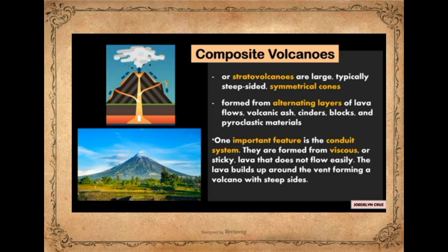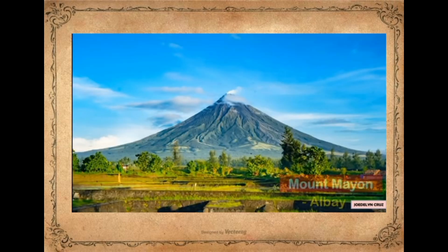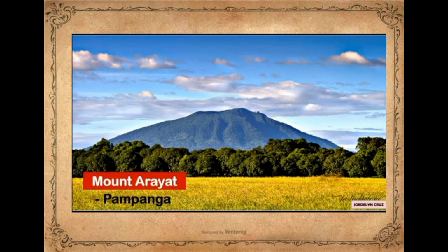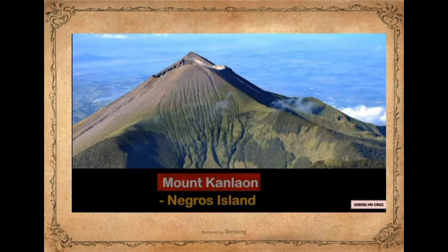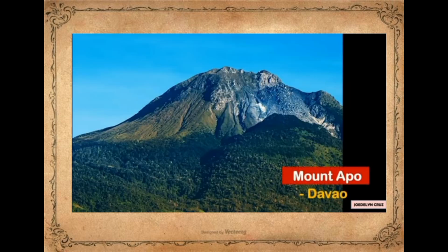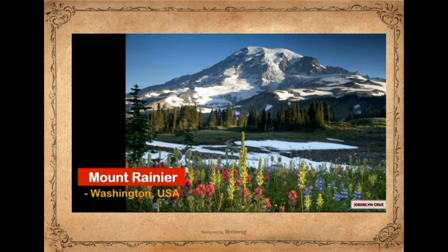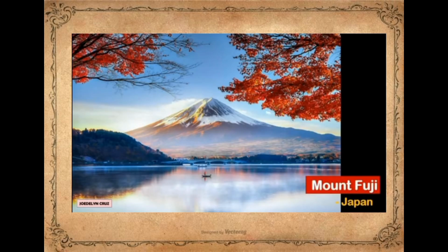Some famous composite volcanoes in the Philippines are Mount Mayon in Albay, Mount Arayat in Pampanga, Mount Kanlaon in Negros Island, and Mount Apo in Davao Region. Examples outside the Philippines are Mount Rainier in Washington, USA, and Mount Fuji in Japan.